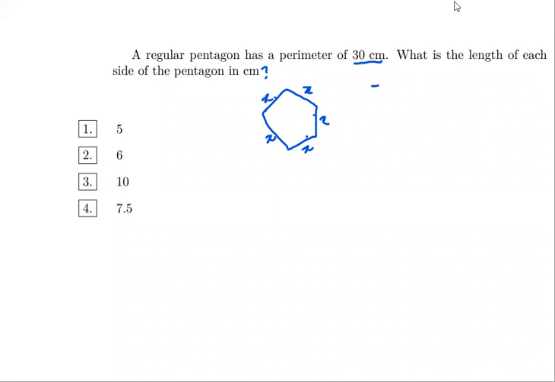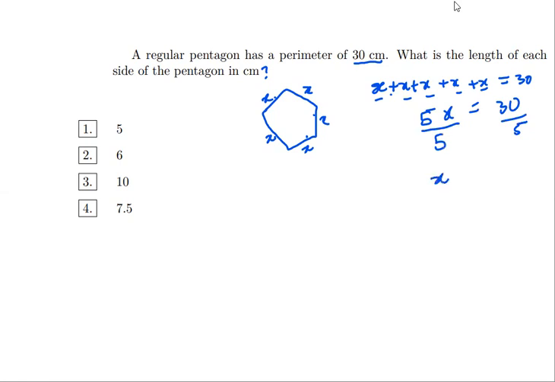So it would be x plus x plus x plus x, 1, 2, 3, 4 plus another x is equal to 30 centimeters. So if you add up all of the lengths of this pentagon, you get 30 centimeters. So this is 1, 2, 3, 4, 5. So this is 5x is equal to 30. And if you divide both sides by 5, you would get that x is equal to 30 divided by 5, which is 6. So this is 6 centimeters. So this is the correct answer.